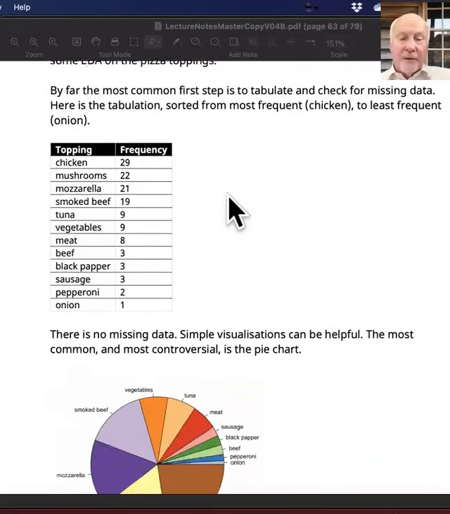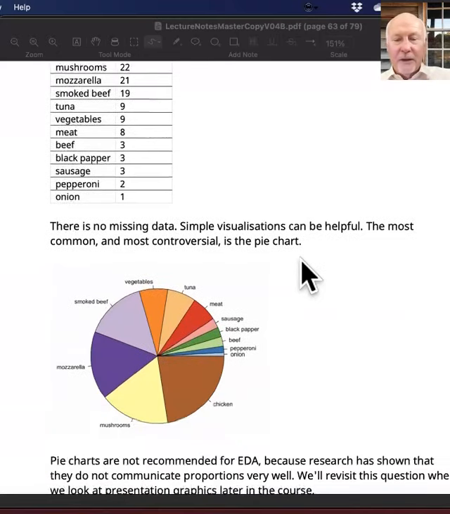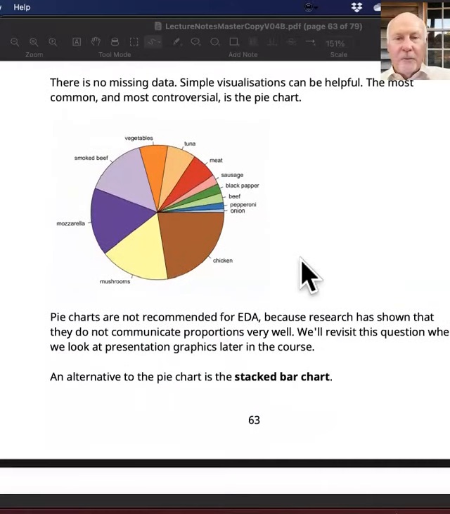So there we are, that's the tabulation. In this list there are 29 pizzas with chicken topping, 22 with mushrooms, right down to only one with onion topping. And there's no missing data. Now the most familiar visualization for this kind of data is the pie chart. And it tends not to be recommended for exploratory data analysis.